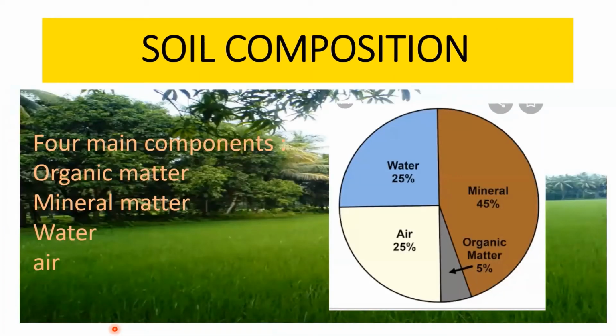Now let's have a look at soil composition. We have already looked at the four main components of soil: organic matter, mineral matter, water, and air. All soils are composed of these four elements. The percentage of these different constituents varies greatly from one soil to another. The largest proportion of soil is made up of mineral matter, mainly sand and clay. Organic material is only a small proportion, but it is very important.